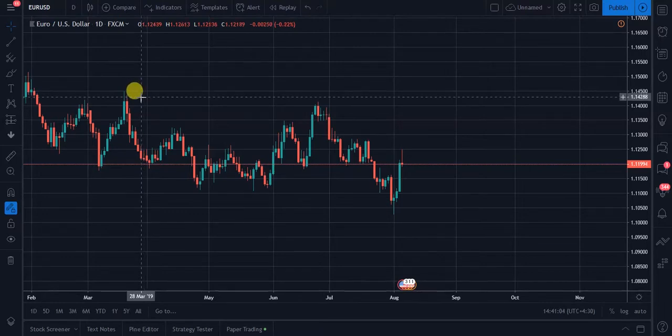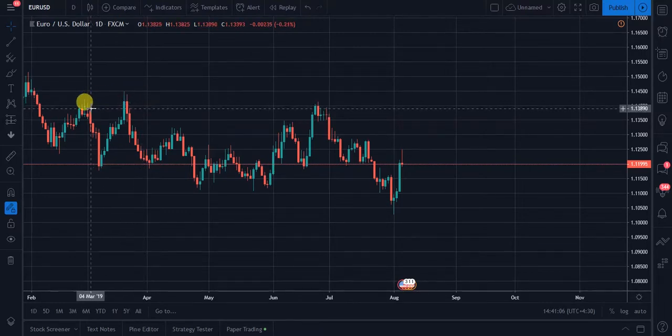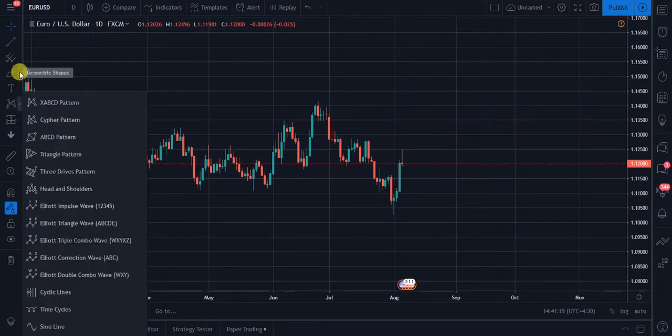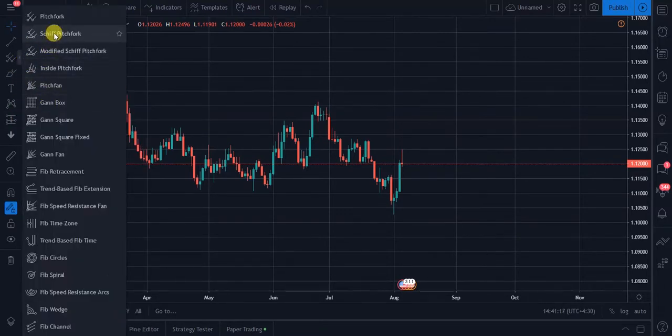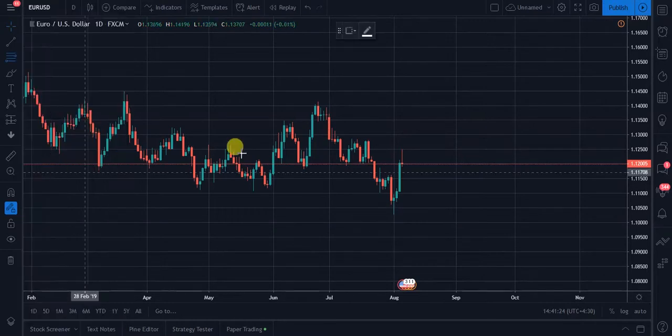But in this section, we have to focus on just retracement. So let's put Fibonacci retracement on our chart. This is a Fibonacci retracement.